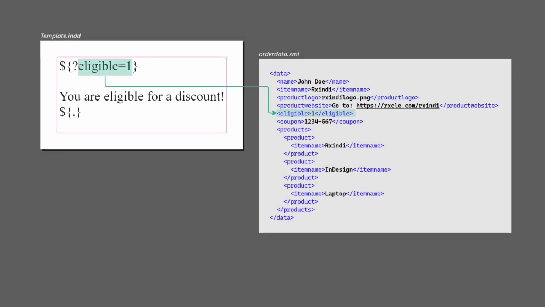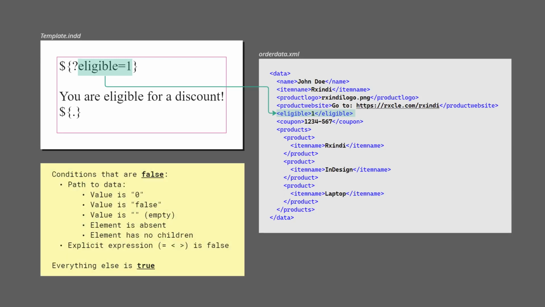For if statements, you can either write an explicit comparison expression, or point to an element in the data. In the latter case, the condition is considered false if the data is a 0, the text, false, or empty. In other cases, the condition is considered true. Here in this example, an explicit expression is used, comparing the contents of the eligible element with 1.